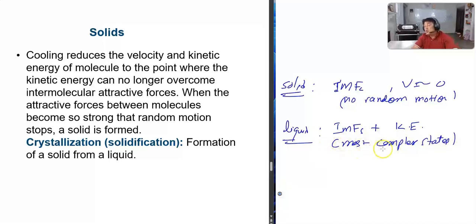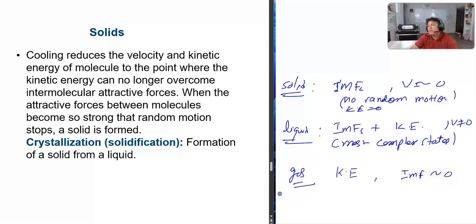So intermolecular forces are also there, and velocity is not 0. Still they have the velocity. That's why kinetic energy is also not 0. In the case of the solid, kinetic energy is equal to 0, almost 0. And the gas has no intermolecular forces, only the kinetic energy. So the intermolecular forces are almost 0. That's why gas is pretty well defined. It's easy to just study the kinetic energy. For the solid, it's easy to just study the intermolecular forces.